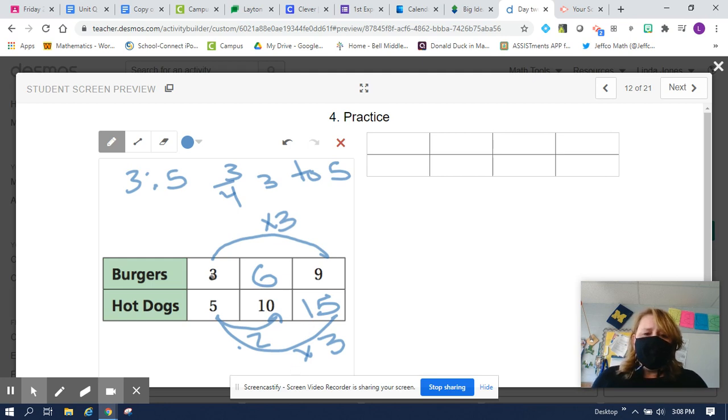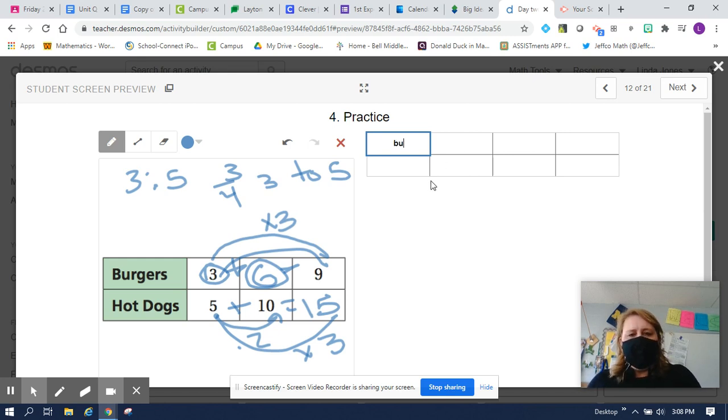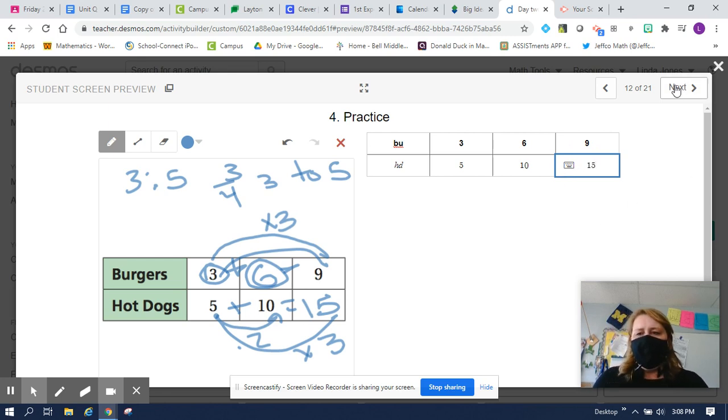Another way that you might notice is that 6 plus 3 is 9, and 5 plus 10 is 15. So if you add the 3 and get to 9, that's another pattern that I see that will also work. So I just put in some blank tables on some of these, so you would have to write burgers and hot dogs, and I just put initials just to make it go a little faster. That would be 3, 6, and 9, and 5, 10, and 15. All kinds of patterns.